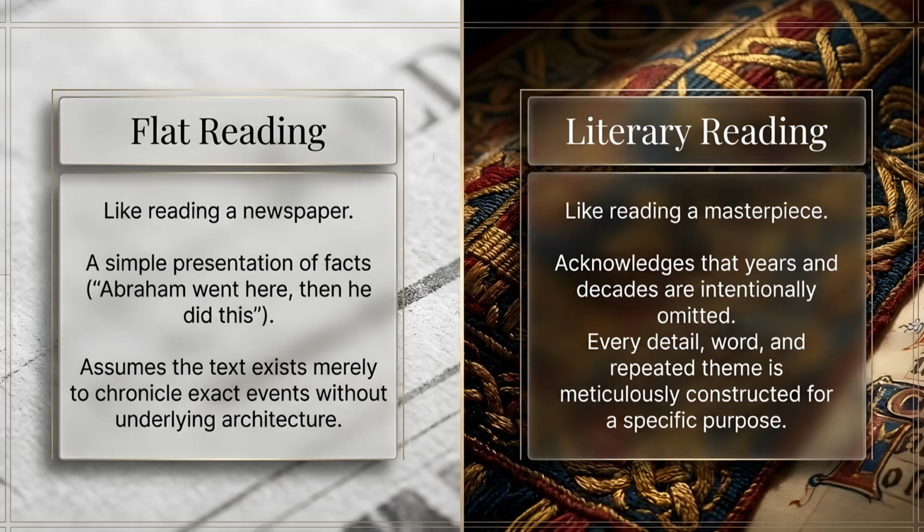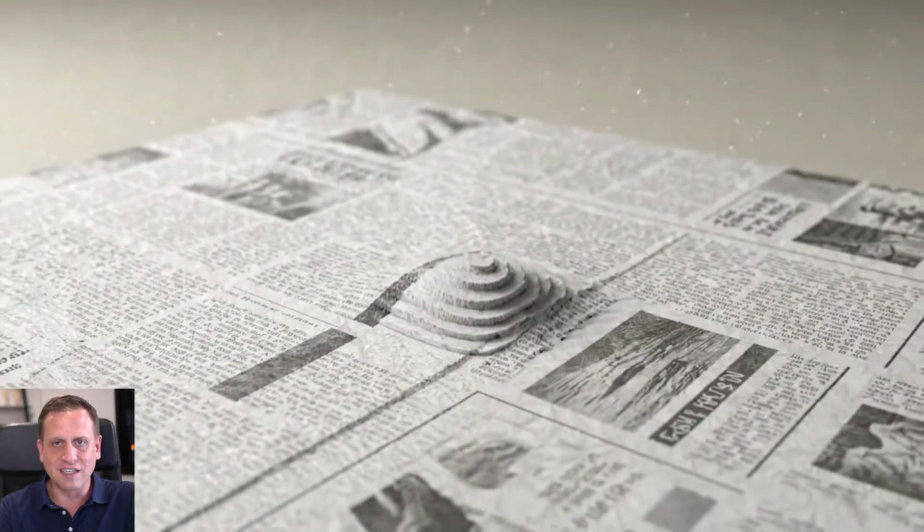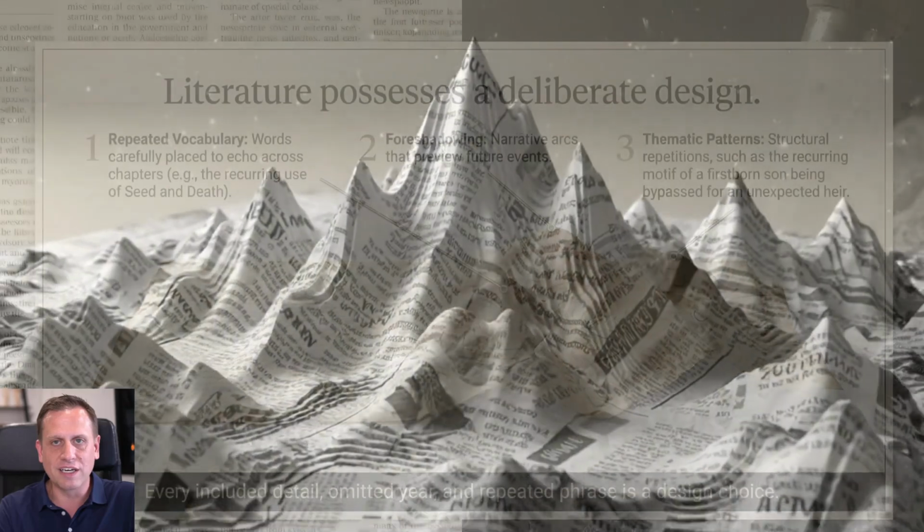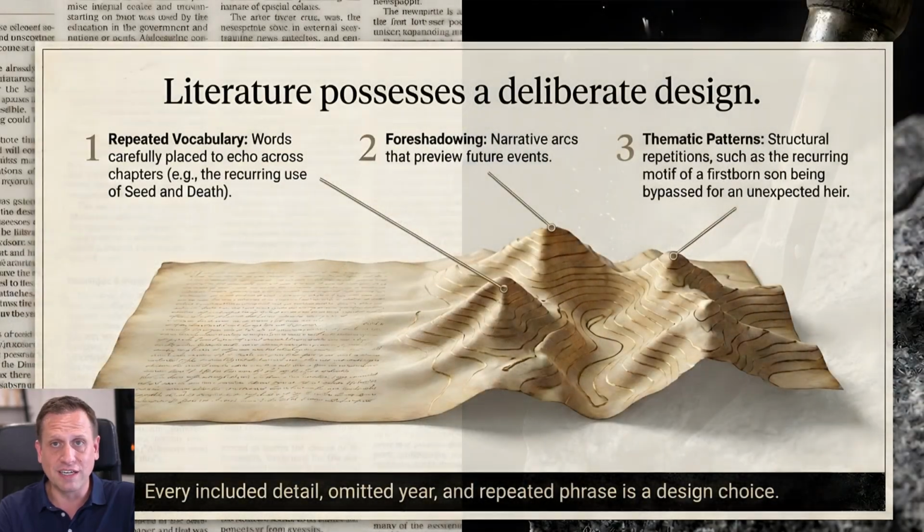Reading the Bible as literature means recognizing it as a masterpiece, as something that's been put together with reason and purpose. When the author constructs a literary masterpiece, every omitted year, every specific word chosen, and every repeated theme is intentionally selected and crafted for a specific purpose. When we read the Bible as literature, we're not saying that it's not historically true, but we're honoring the intentional craftsmanship behind it, and we're looking for clues to what the author was intending.